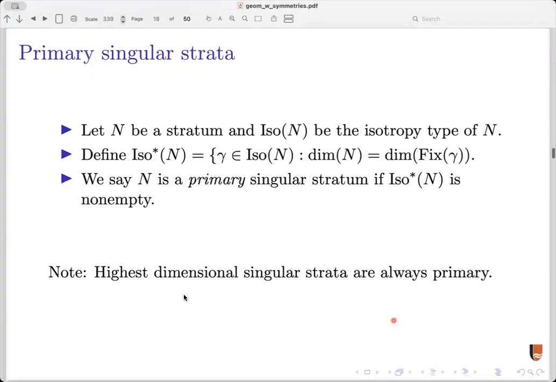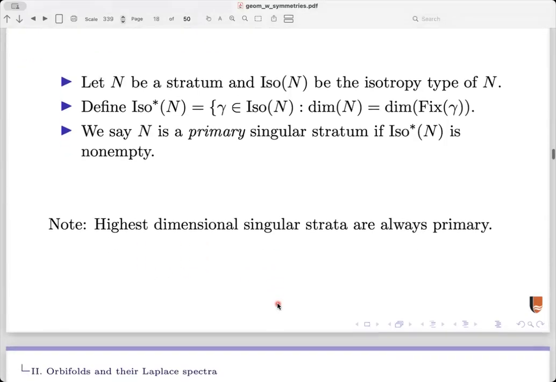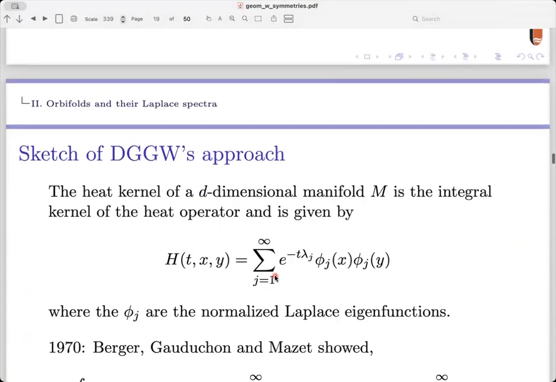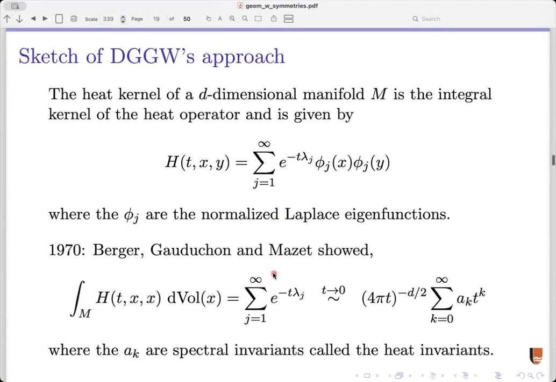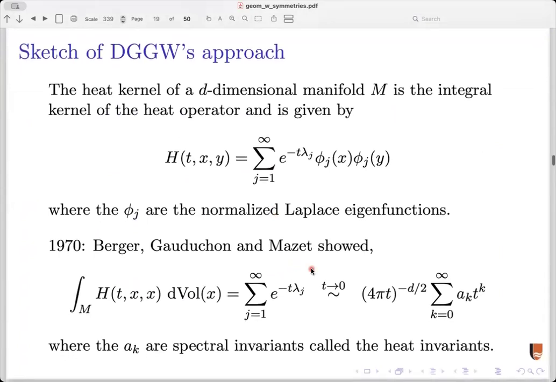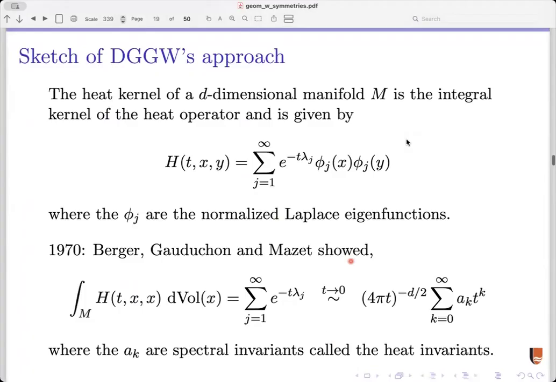Oh, and I want to point out too that when you look at the singular stratification of an orbifold, whatever stratum has highest dimension, that will always be primary. So it's a handy fact to have around. So let's dig a little bit into how Dryden, Gordon, Greenwald, and Webb approached their proof. They use the heat invariants associated to an orbifold or a manifold.